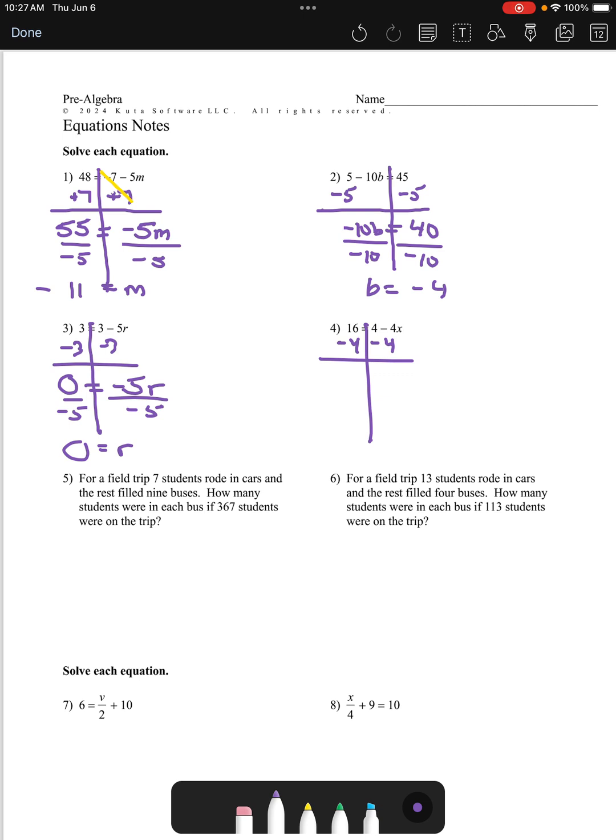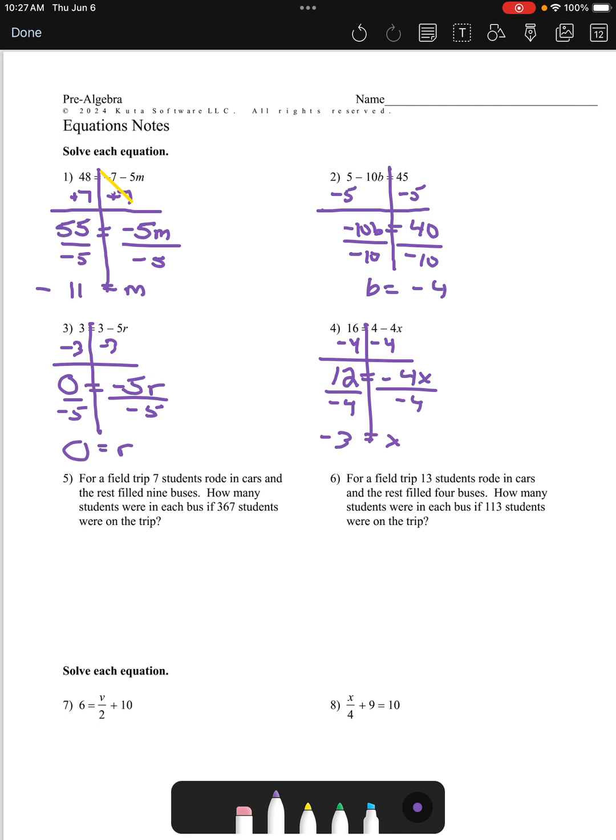In number 4, the first thing we're going to do is take care of this positive 4 that starts at the right-hand side. And we'll do that by subtracting 4 from both sides. That gets us 12 equals negative 4x. We will then divide both sides by that negative 4. And we will get negative 3 as the value for x.